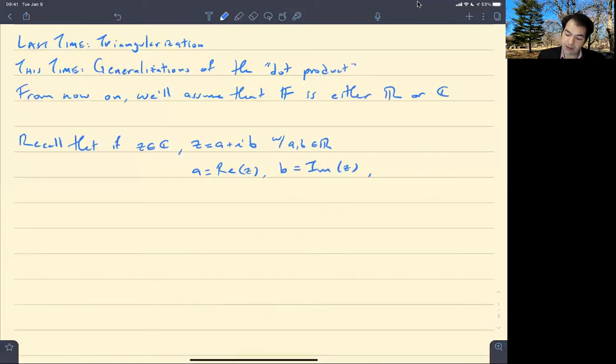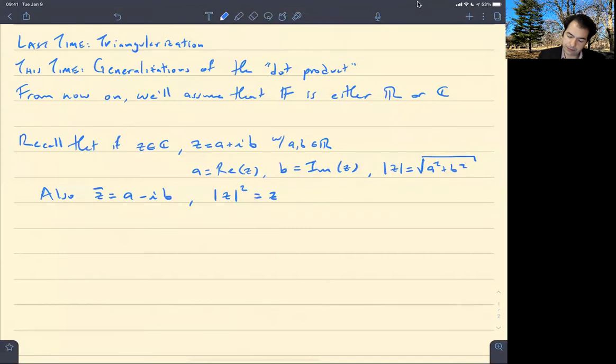And then the complex modulus is the square root of a squared plus b squared. Also, the complex conjugate is a minus ib, and a very useful formula for the modulus squared is you can take just complex multiplication, z bar times z. This gives you a real number. In fact, that real number is the modulus of z squared, a squared plus b squared.